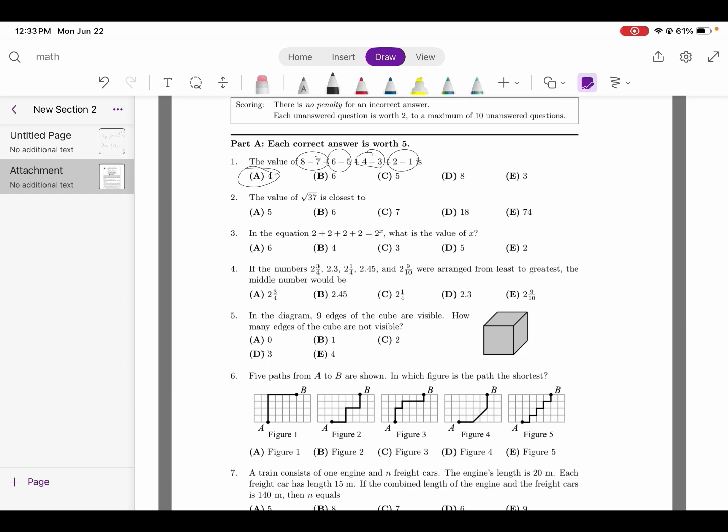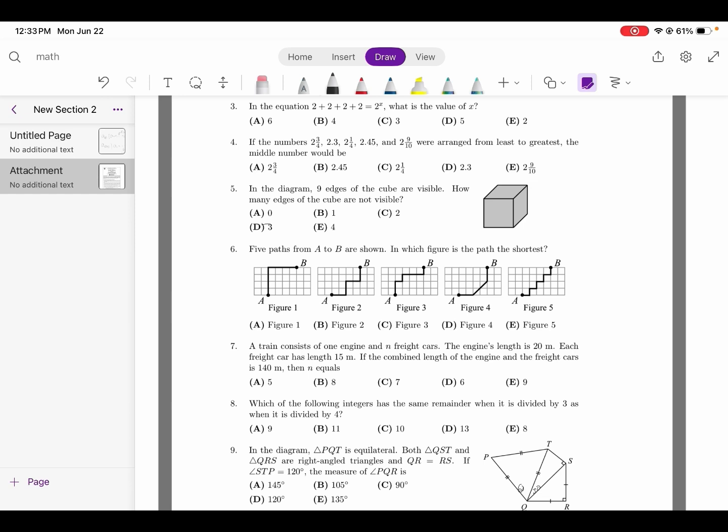Okay. Question 2, the value of root 37 is closest to. And this is obviously 6, right? Because 6 squared is equal to 36. So it's between 6 and 7. 7 squared is 49, so 7 is root 49. And 36 is a lot closer to 37 than 49 is.